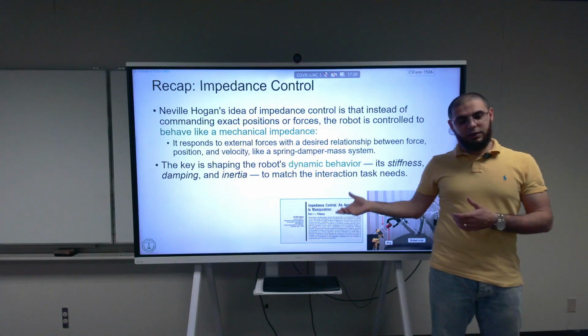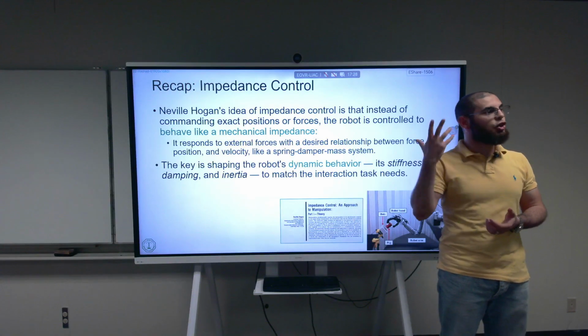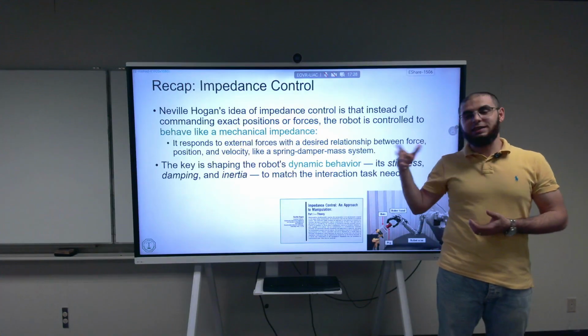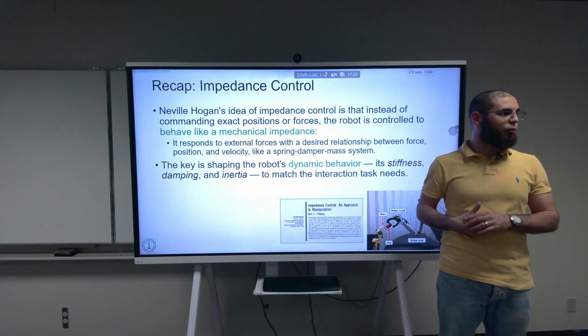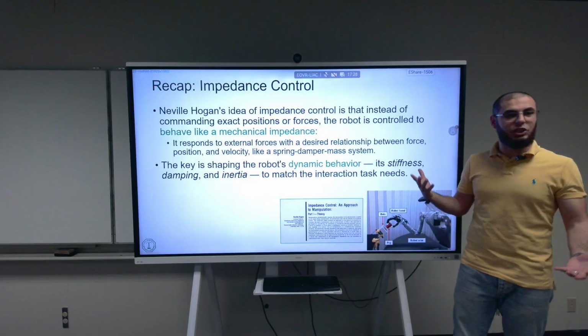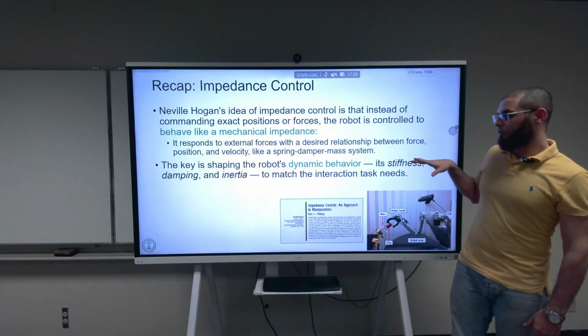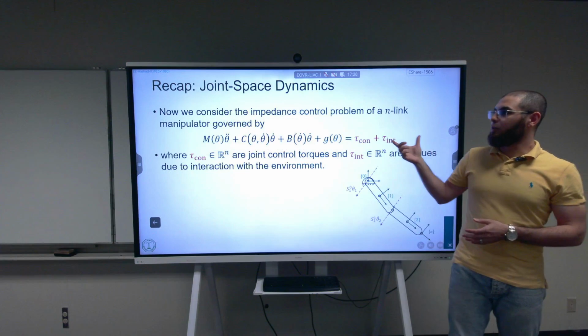If you read this paper, it's actually not that difficult. It's not mathematical, it's just conceptual. The way he gets these concepts is from something called bond graphs, and later something called Port-Hamiltonian theory. So he was thinking about it in a very generic way, applicable to different physical systems. We talked about the joint space dynamics.